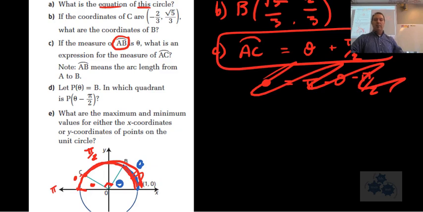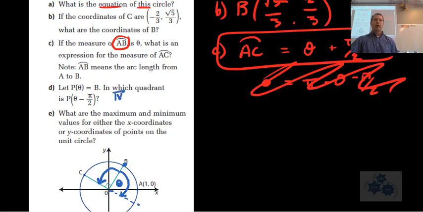All right, D, let P of theta be equal to B. So the point of theta here is B. We have that already. In which quadrant is the point theta minus pi over 2? So if this is theta, where is theta minus pi over 2? Theta plus pi over 2 would go this way, that's plus, but this would be minus. So what quadrant does it end up in here? Yeah, it should be quadrant 4. And you could say 4, but you should get into the habit of using the Roman numerals, IV sort of thing. Okay, it's quadrant IV.